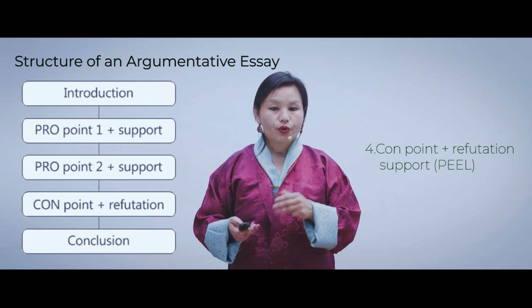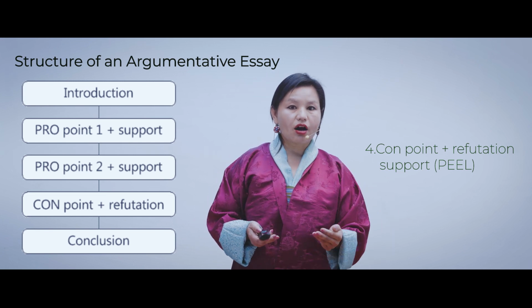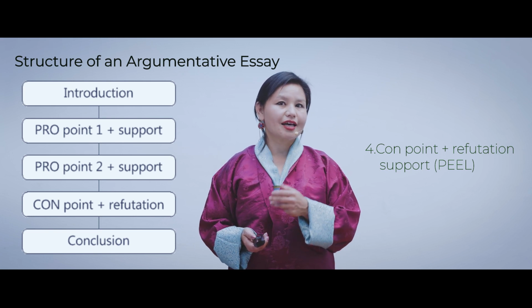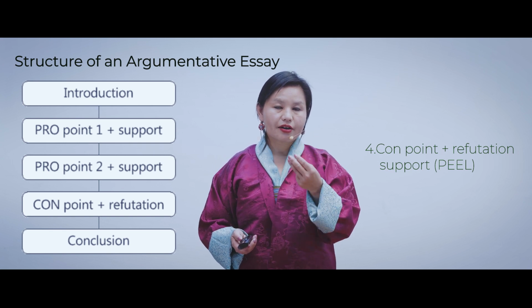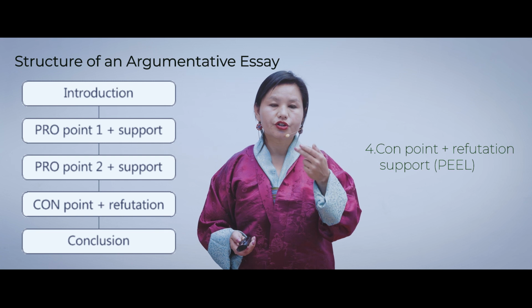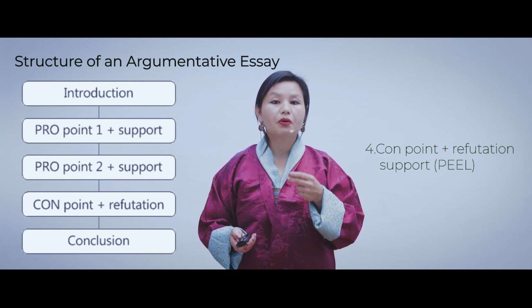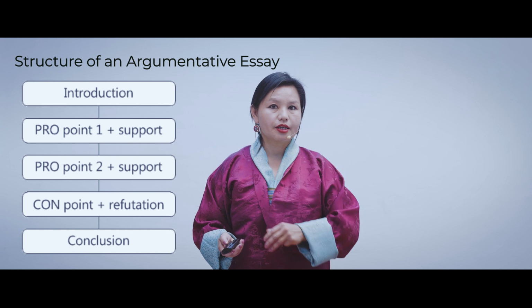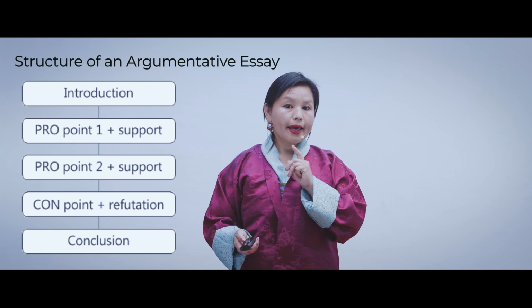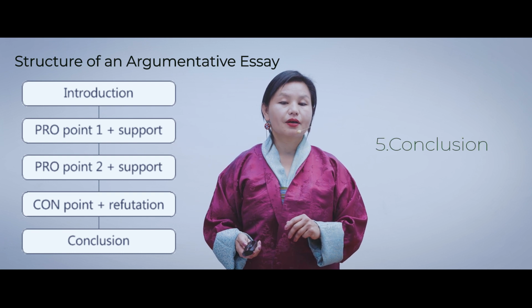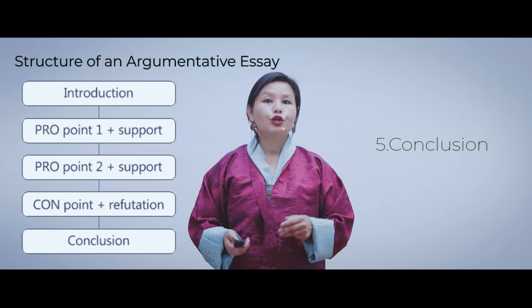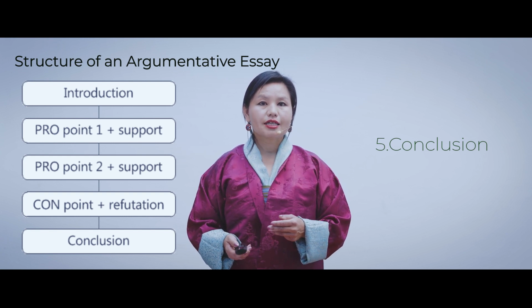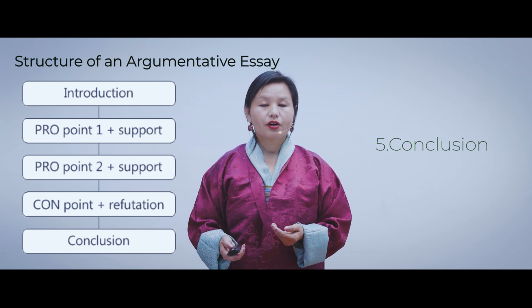So what is refutation? It is when you go against the con idea, of course, by acknowledging the con idea. So for all these 3 paragraphs, paragraph number 2, 3, 4, you need to use PEEL when you elaborate. And I'll come back to this PEEL later on. And your 5th paragraph, the last paragraph, is the conclusion. In your conclusion, you could come up with a very strong statement. You can always restate your core idea of the argumentative essay.